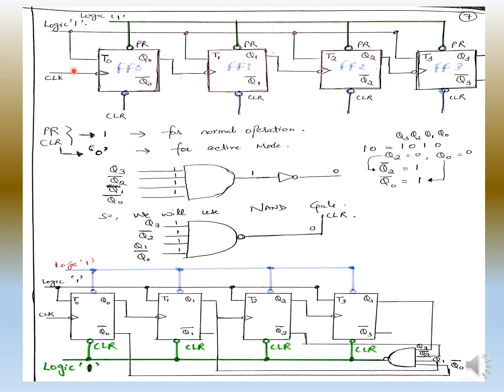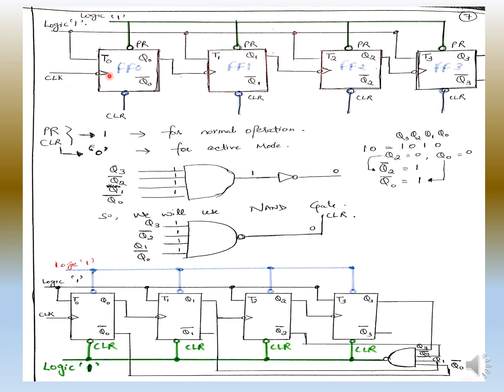Okay, next is the clock. The clock is the negative edge. I told you that in counter design we have to use the negative edge trigger so that the propagation delay is not much higher. So it is a negative edge clock pulse.